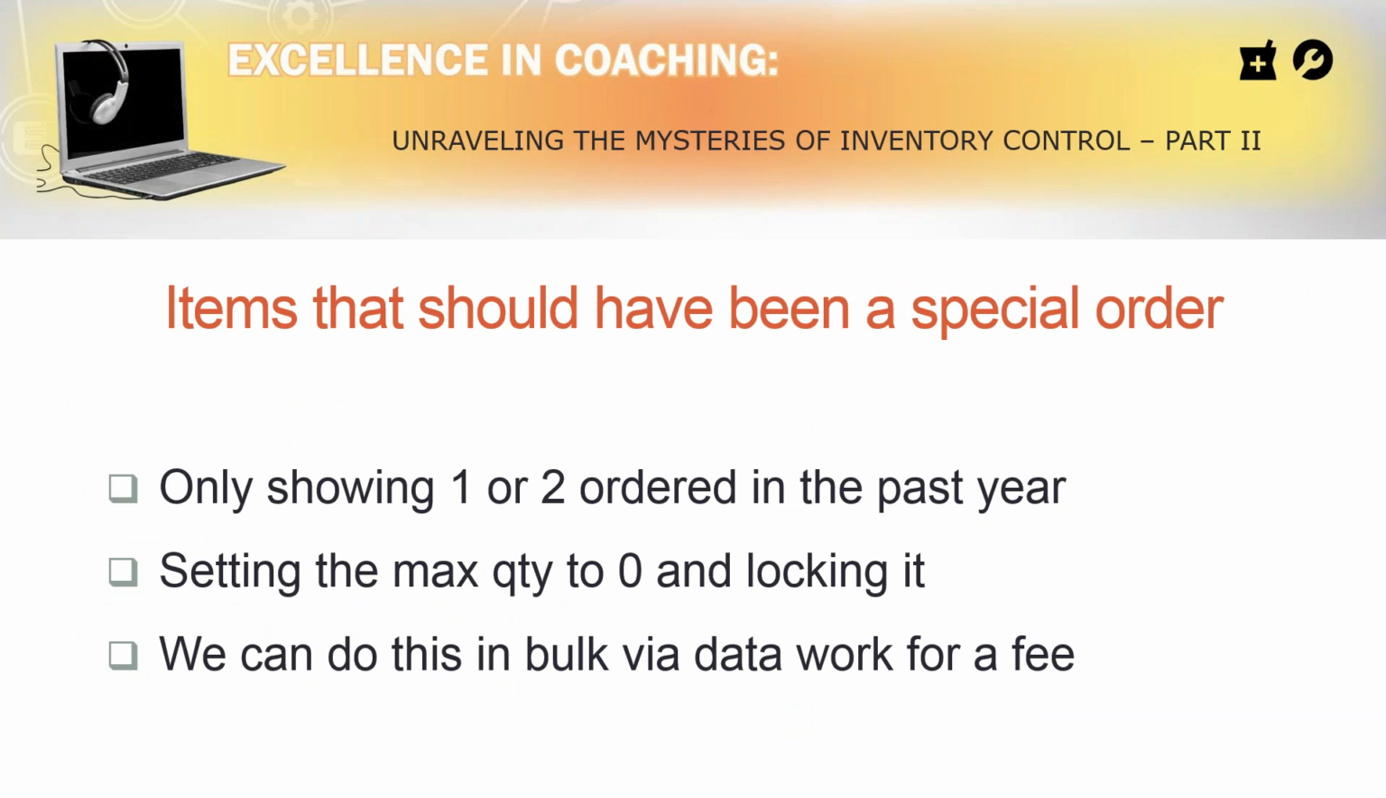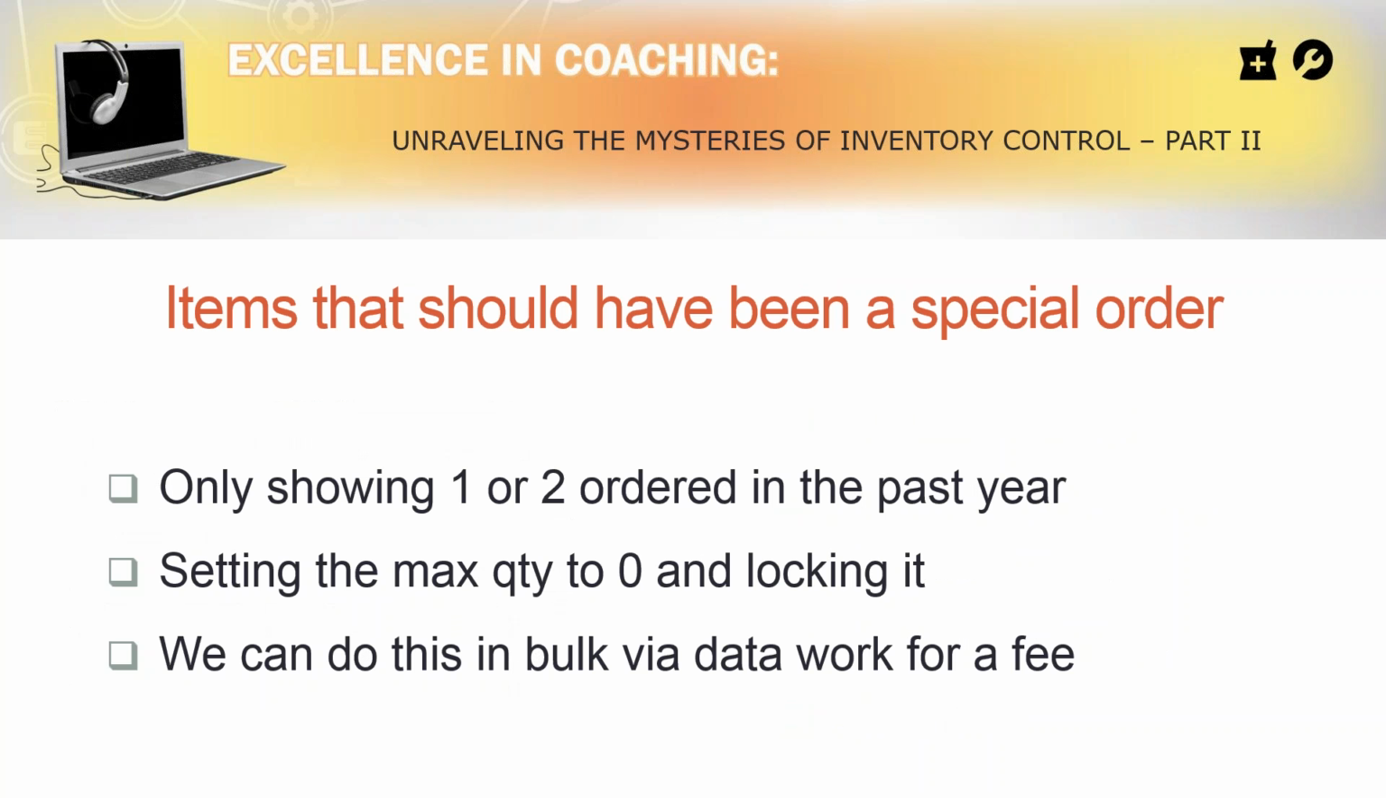First one, items that should have been a special order. Only showing 1 or 2 ordered in the past year. And how we fix that, we set the max quantity to 0 and we lock it. Now, a lot of suggested orders have this because a lot of people don't realize that we have the special order feature inside Paladin, and that's really how you should be using special orders versus just putting it in your inventory and ordering it. That puts it on the SOR.